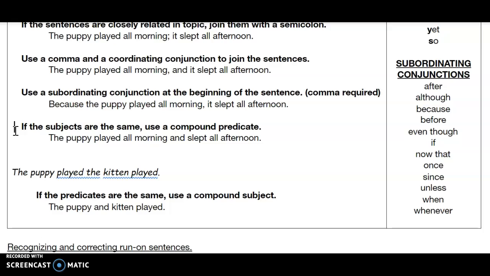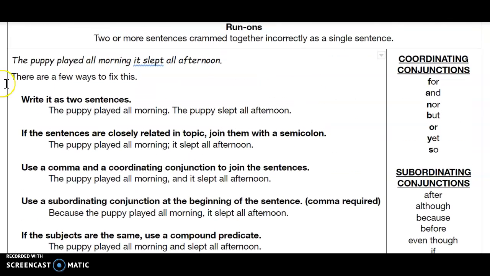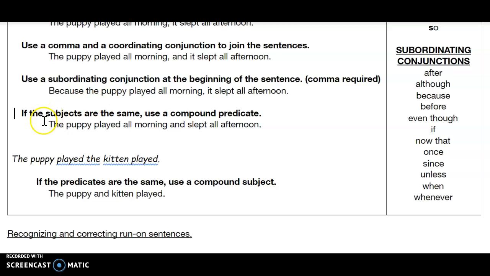All right, if the subjects are the same, so if you had the same subject in both of your sentences in your run-on, like we do, the puppy played all morning, it, which is the puppy, right, slept all afternoon. So we're talking in both sentences about the same subject. So we could just use a compound predicate. Remember, the predicate is what the subject is or does. So here we have the subject, the puppy, and then we can just use two predicates: played all morning, slept all afternoon. We don't need any extra punctuation in this situation. It's just the puppy and what the puppy did. The puppy played and slept.